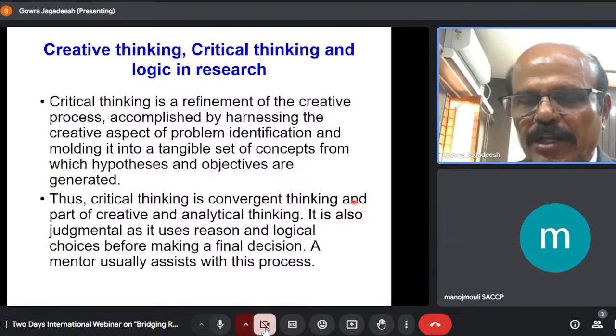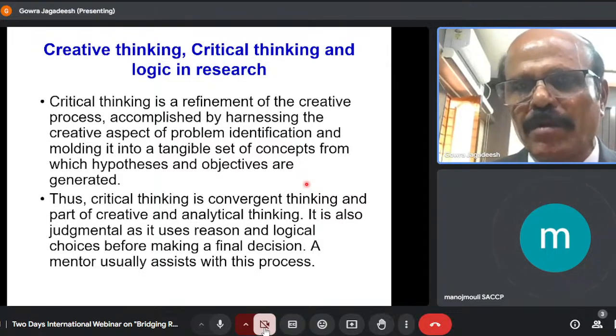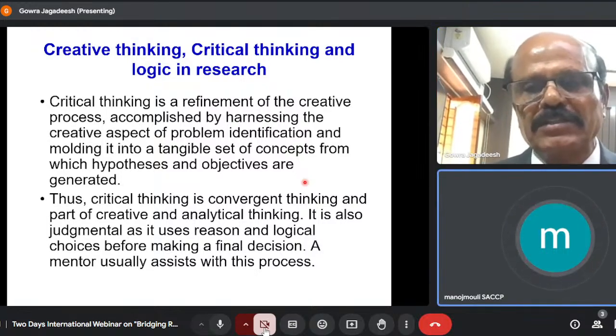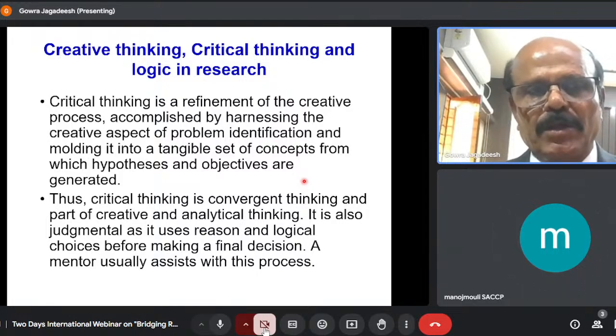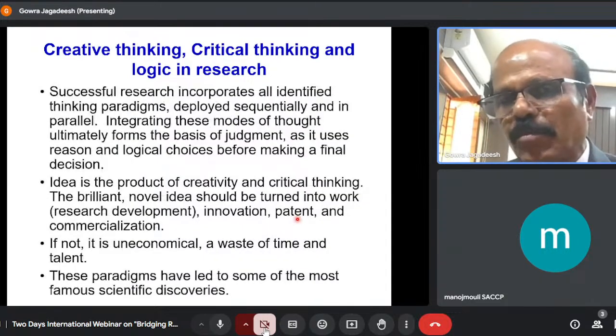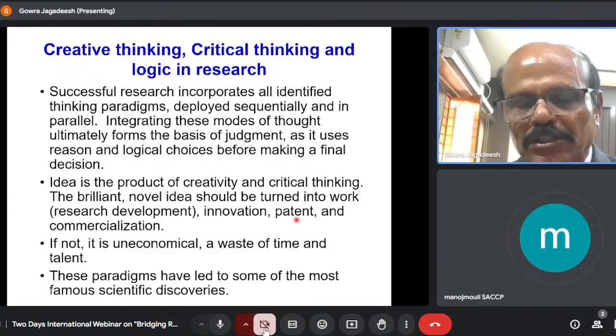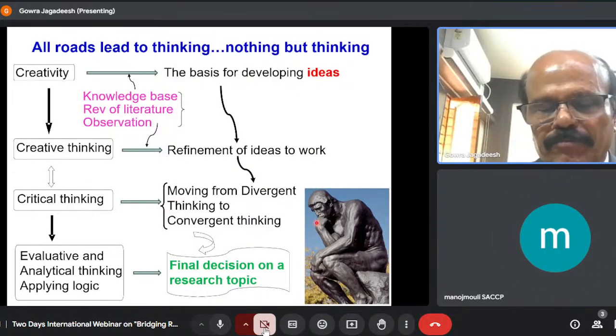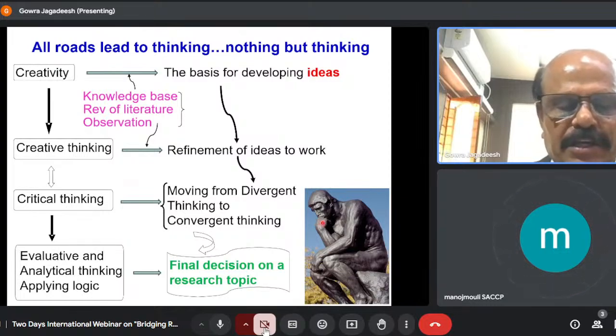Critical thinking is a refinement of the creative process, accomplished by harnessing the creative aspects of problem identification and molding it into a tangible set of concepts from which hypotheses and objectives are going to be developed. So critical thinking is the convergent part of creative analytical thinking. An idea is a product of creativity and thinking, so it has to be made fruitful from these two aspects. As you see in this figure, we have put together all roads. It means how the brainstorm session takes place: creativity, critical thinking, and creative thinking, moving from divergent to convergent upon a final research topic.